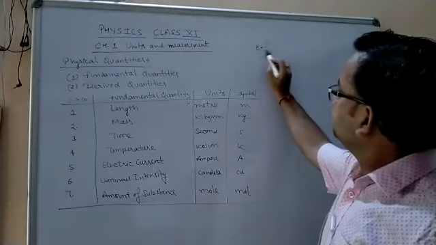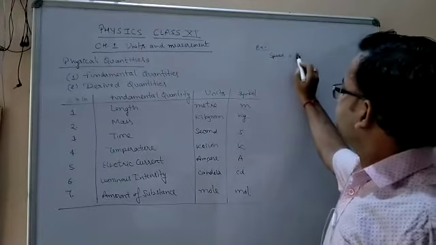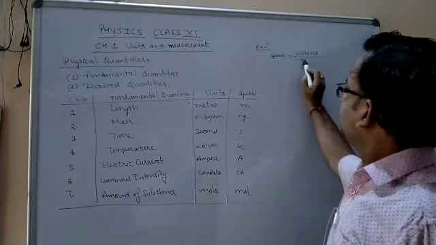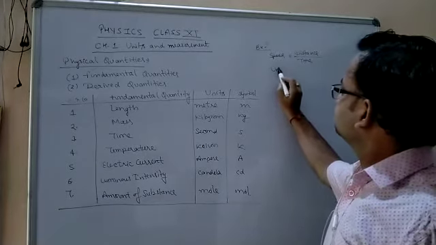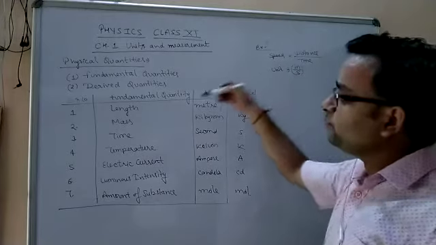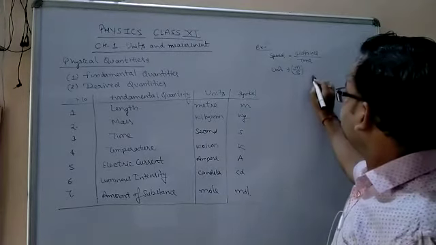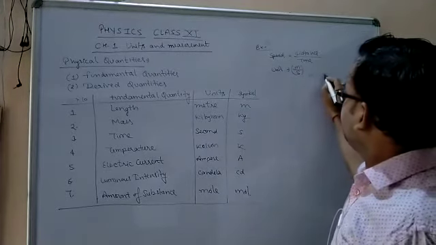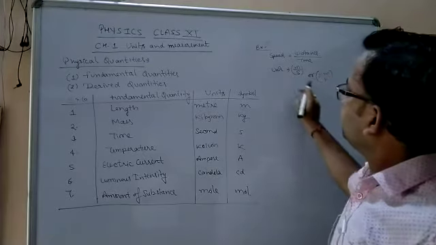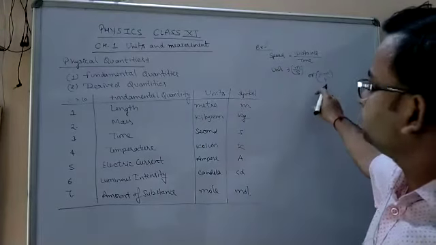for example, we can see speed. The formula of speed is distance upon time and its unit is meter per second. So this is a derived quantity. And meter per second, and we can also write kilometer per hour. It is also the unit of speed, derived quantity and its unit.